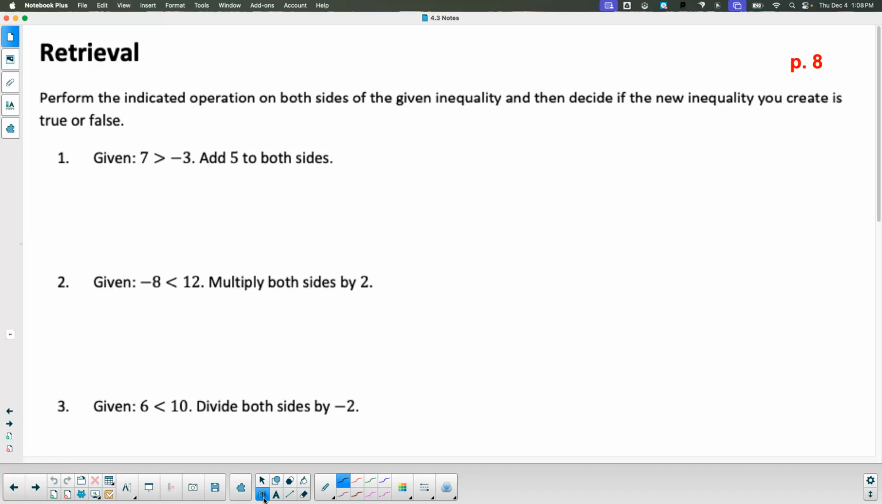Alright, so if I add 5 to both sides here, that means I would add 5 and add 5. And then I would get the 12 is greater than 2. Do we agree with that? Is that still a true statement? Yes. Alligator still eating the bigger number? Yes, so that would be a true statement, and that is true.